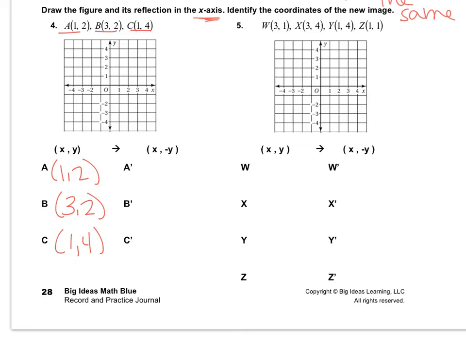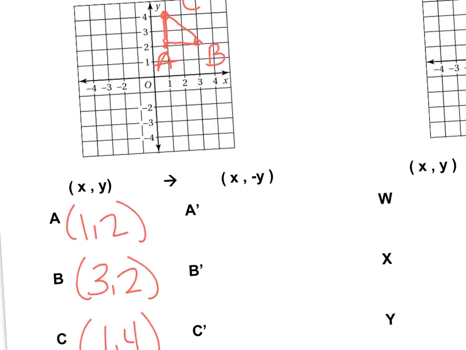So let's graph those points. So 1 up 2 is right there, 3 up 2 is right there, 1 up 4, it's kind of hard. So let's connect them, and I also want to label them correctly. This is A, B, and C. And I think if I zoom in, I'll get a little bit better quality.